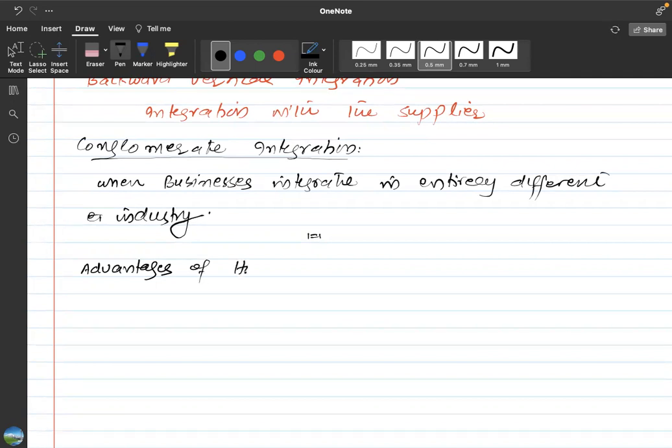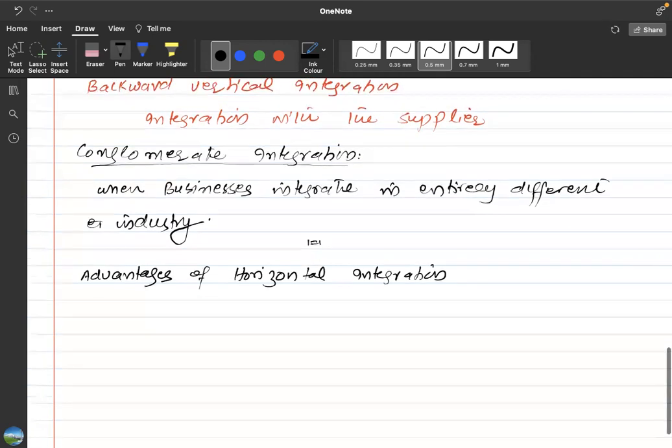Advantages of horizontal integrations. As I told you earlier, horizontal integration is the integration in which a business integrates with the businesses of the same industry at the same level of operations. The first advantage that we obtain is the elimination of the competitors. You will have to face lesser competition in the market now because you have purchased one of your competitors.